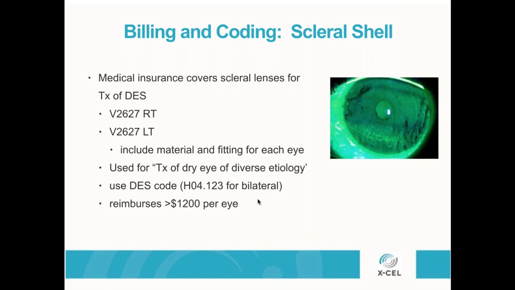Okay. Next question is, do you bill 92072 for a patient with PMD? The fact that there's no code that I know of for pellucid marginal degeneration tells me that I bill it the same as keratoconus. From a billing standpoint, I treat those patients like keratoconic patients.